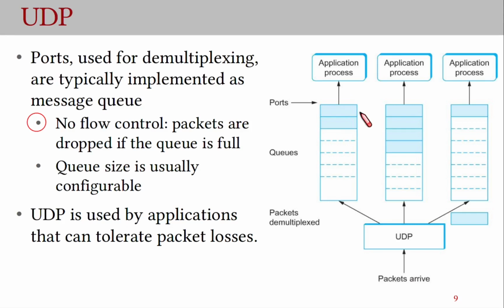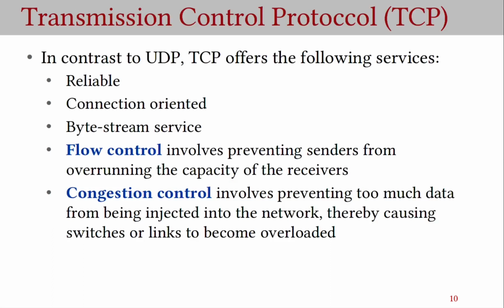Because UDP does not provide any reliability service, it is used by applications that can tolerate packet losses. They are typically used in multimedia applications like voice over IP or video streaming. They are also used by certain helper applications like DHCP. In the case of applications where we require integrity of the sent messages, we use Transmission Control Protocol or TCP. In contrast to UDP, TCP offers reliability. It is connection oriented. That means before starting data transfer, a connection has to be established. And once the data transfer is completed, that connection has to be turned down.